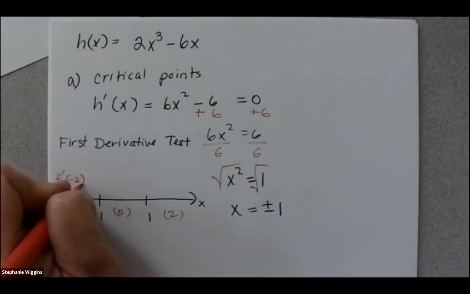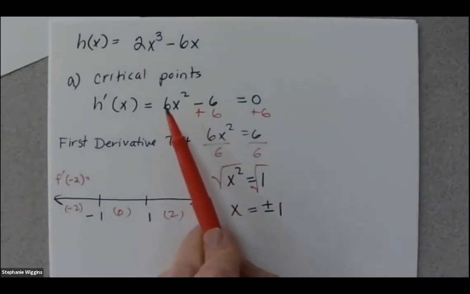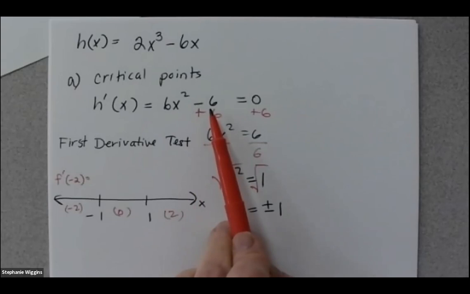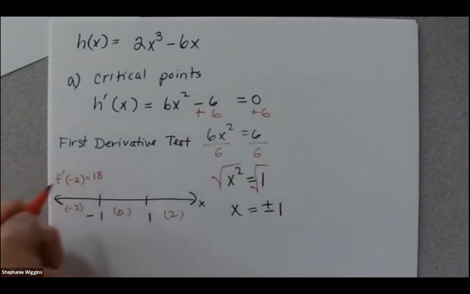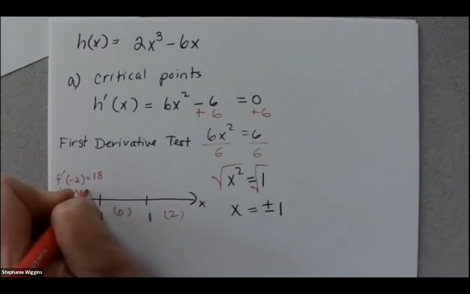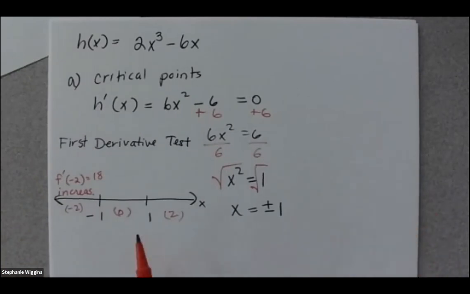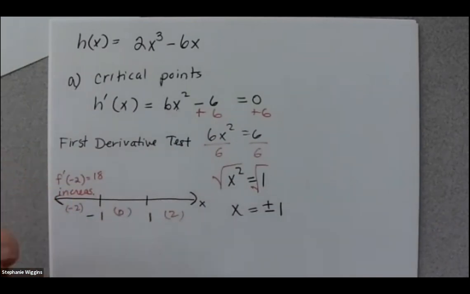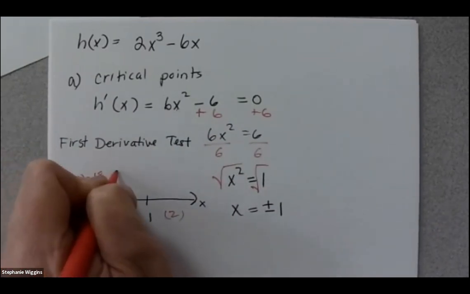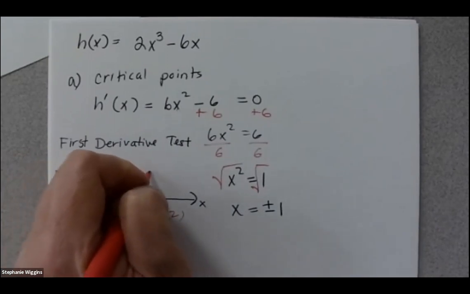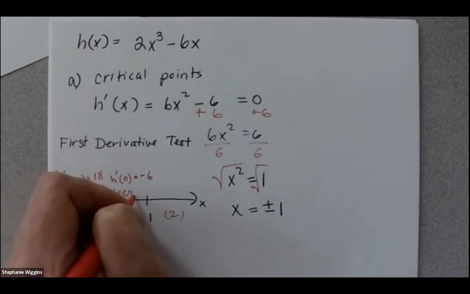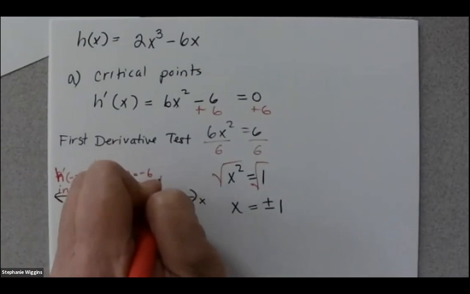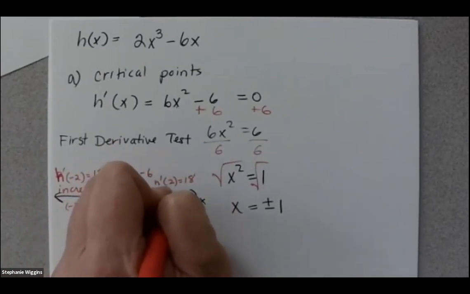So h prime of -2: if I plug in -2 and square it, I get 4 times 6, that's 24, minus 6 is 18. That's positive, which means my function is increasing because the first derivative is positive. In the second region, I pick 0. Plugging 0 into my first derivative, I get -6. I said f, but I meant h here. So h prime of 0 is -6. That's negative, so it's decreasing. Finally, I plug in 2 and I get 18. h prime of 2 equals 18. That's positive, so it's increasing.